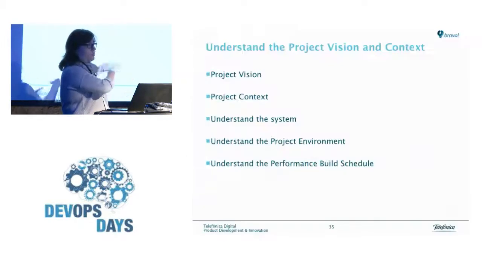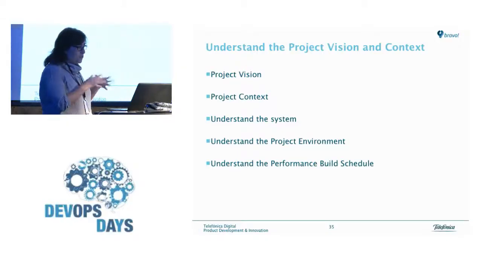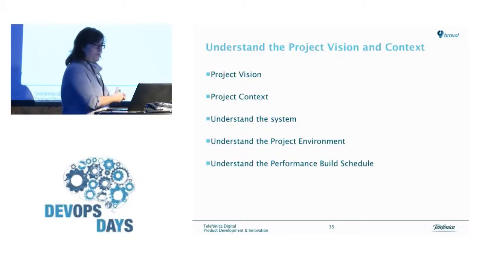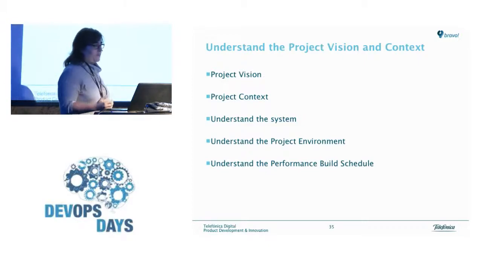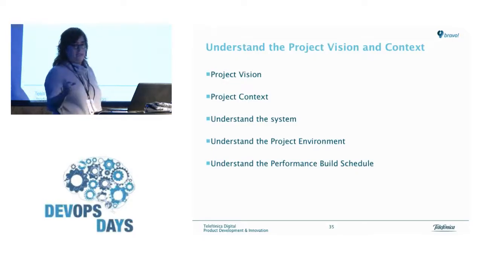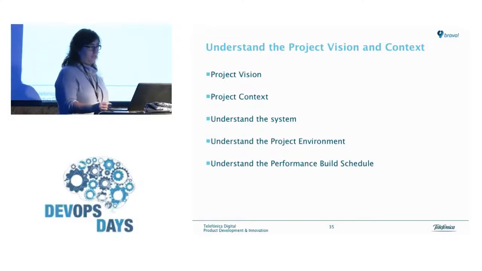So this was what we should do in the ideal world, but what do we need to do to get this performance culture in our companies, in where we work, in our environment? So we first have to understand the project and the context of the project. It's not the same to create a little application for a mobile as to create a huge application for a TV. Okay? So you need to know the vision of your project. You need to know the context, how many people are going to use this application. You have to understand the system and the environment and the performance build schedule.